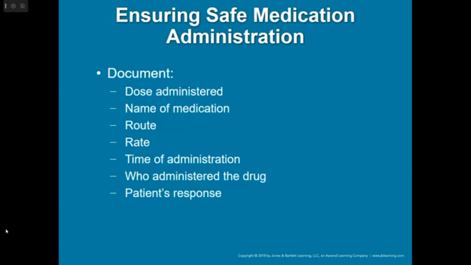Document. You have to document everything that you do. Be truthful with your documentation. The dose that you administered, whether it was right or wrong, you still want to make sure you are documenting the correct, or that actual dose that you administered, even if you made a mistake. Name of the medication, how you gave it, the route and the rate, what time you gave it, who administered it, if it was you, if it was your paramedic supervisor, or if you had an EMT partner maybe that gave something. And then the patient's response.